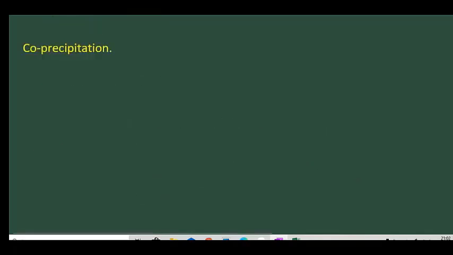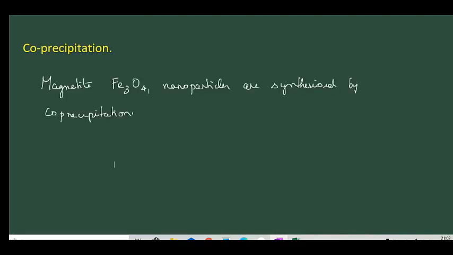Next is co-precipitation. Magnetite nanoparticles are synthesized by co-precipitation reaction. Magnetite Fe3O4 contains both ions, in the Fe2+ and Fe3+ form.